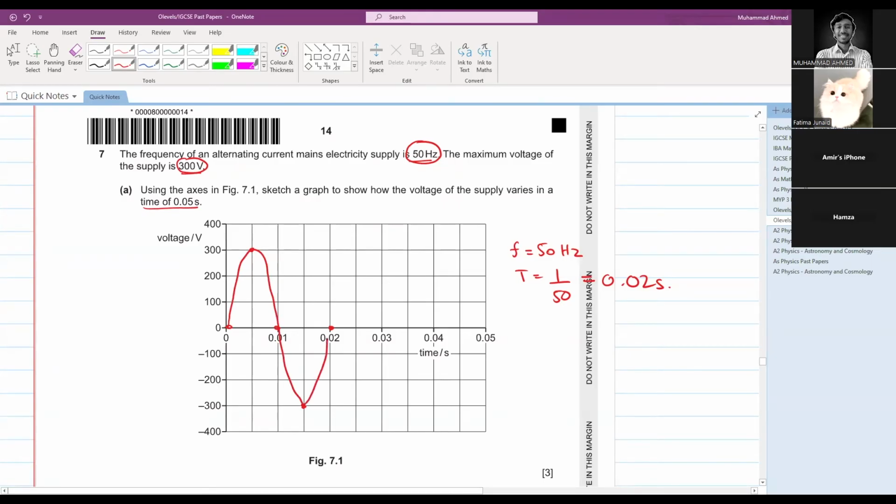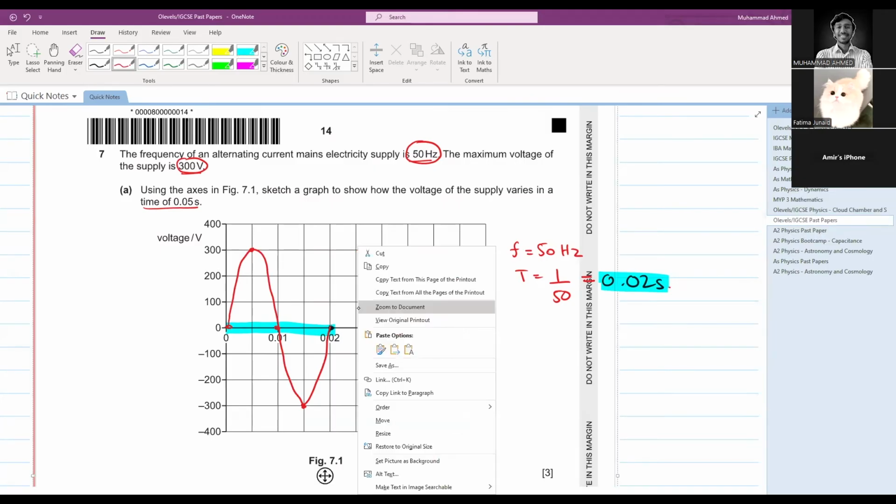Your maximum voltage occurs at 300, your minimum at negative 300. What is your time period, or time taken to complete one wave? 0.02 seconds. Perfect. Now, what do you have to do? You have to replicate this wave for 0.05 seconds. Let's draw it.